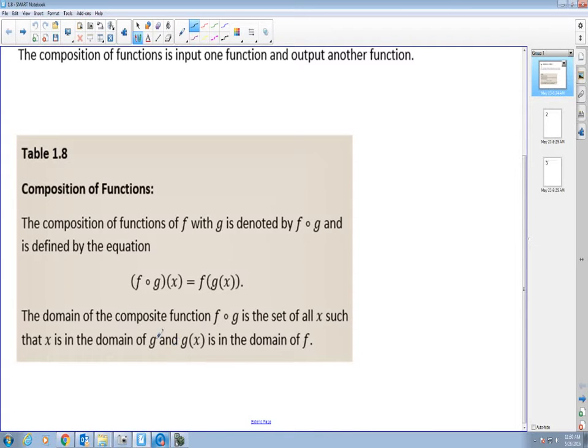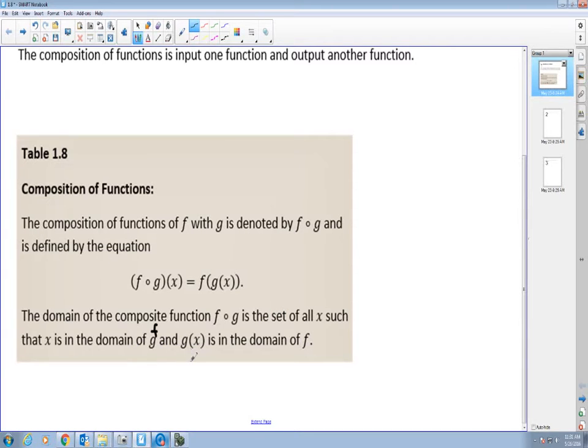So what will happen after we've done the composition of functions is that the domain of the new function f of g is going to be the set of all x's such that the x's are in the domain of g and in the domain of f. Excuse me, there's a typo right here. The x in the domain of f and g is also going to be in the domain of f as well. Sorry, there's a little typo right here.